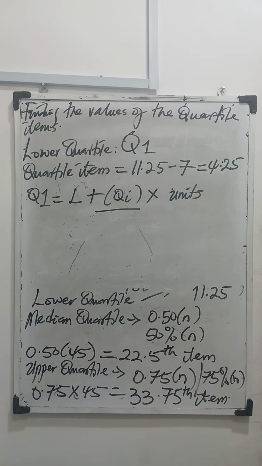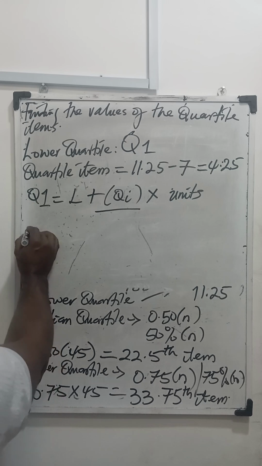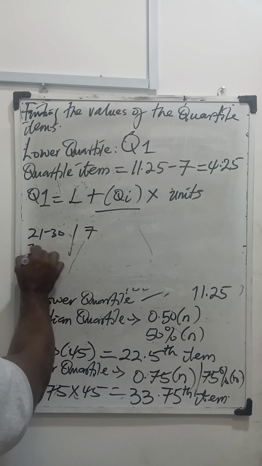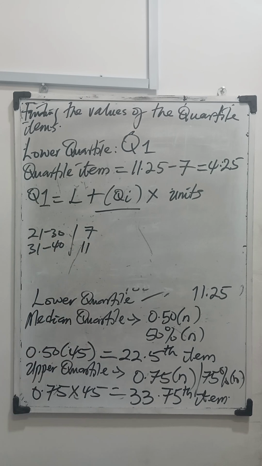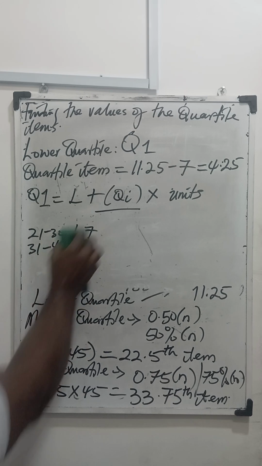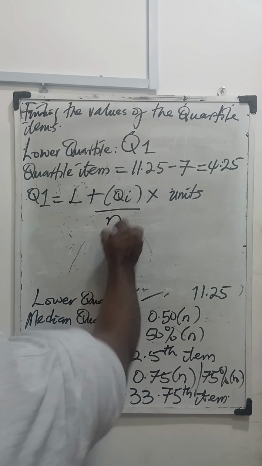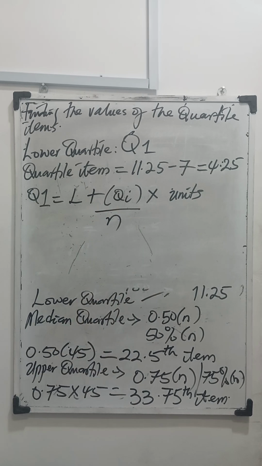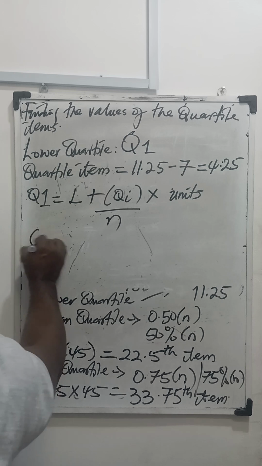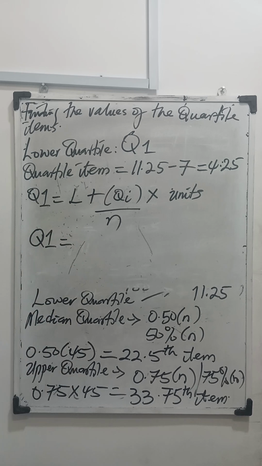the next value from the table. If you look at the table, we had 21 to 30 for 7, 31 to 40 for what? 11. Did you get that? So the next value on the table, let me call that n. So we'll use this formula now to obtain the lower quartile, Q1. Are you following? That is why I said don't write, just listen.